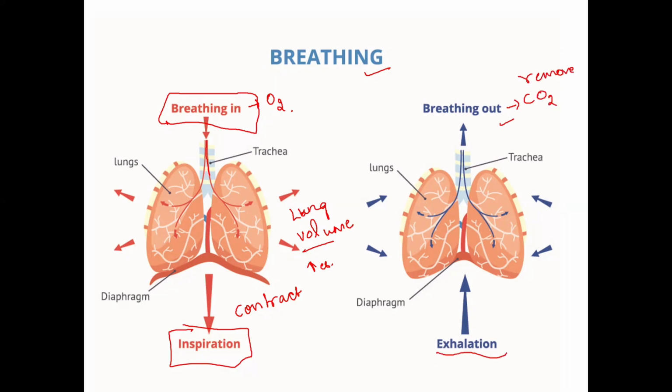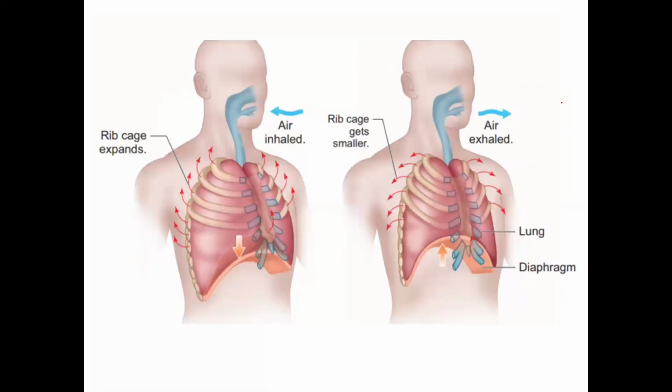Whereas breathing out is also termed exhalation, removing carbon dioxide. What is happening? The diaphragm relaxes and the volume of the lungs decreases. Why? Because we exhale air. Right. So breathing is a process of taking air in and out of the lungs. It includes inhalation, taking in oxygen, as well as exhalation, removing carbon dioxide.